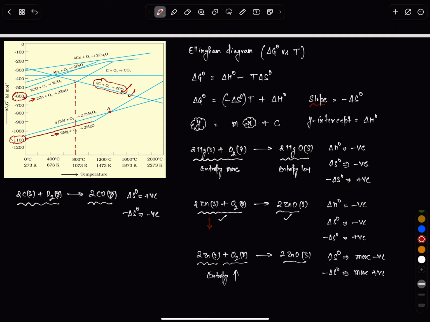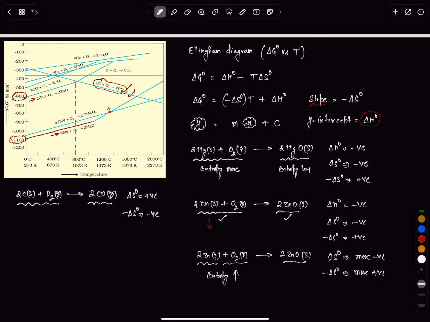One last thing. You may ask that, okay, I understood that delta H naught is y-intercept, but for a particular reaction, y-intercept is constant, right? But we know that delta H naught changes when we change temperature.